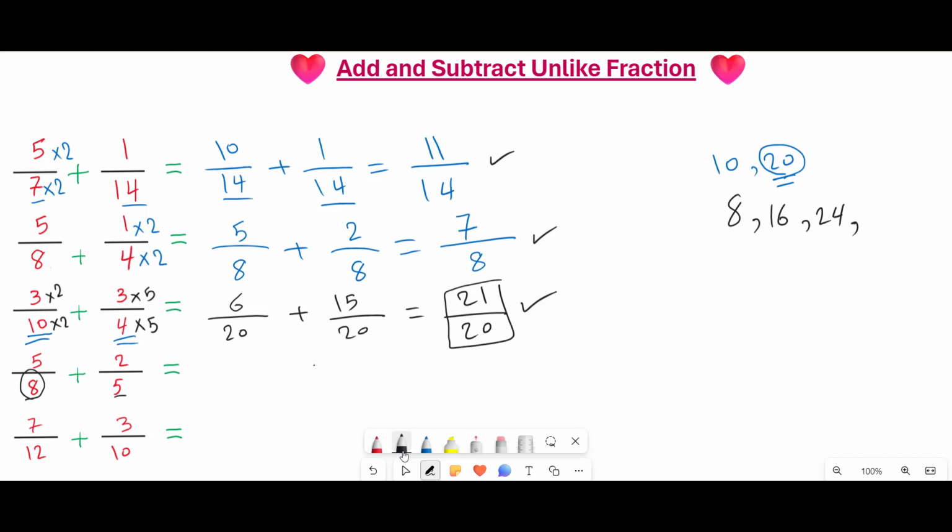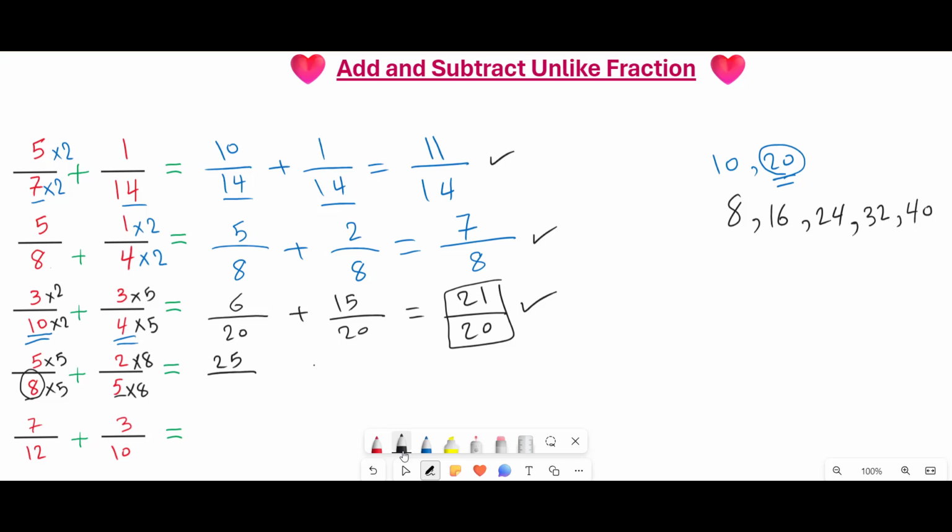4 times 8 is 32. In table 5? No. 5 times 8 is 40. Yes, in table 5. Then what should we do here? We make this 40. 5 times 8 will be 40. And here 8 times 5 will be 40. We multiply up and down by the same number. Okay, guys. Now here let's do it.